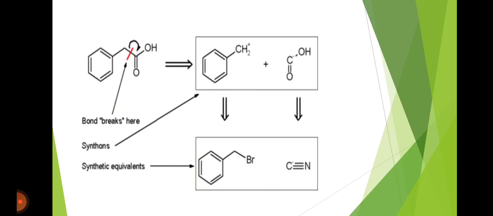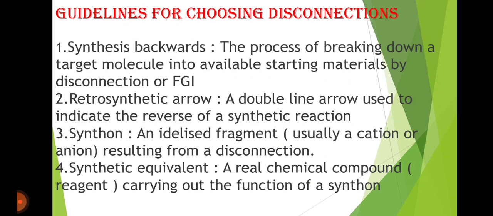Here, as I have already told, how these are broken, what the synthons are and what the equivalents of synthons are, and these are some guidelines for choosing the disconnection. Like the synthesis backward, the process of breaking down a target molecule into available starting material by disconnection or FGI. The retrosynthetic arrow is a double line arrow used to indicate the reverse of a synthetic reaction.